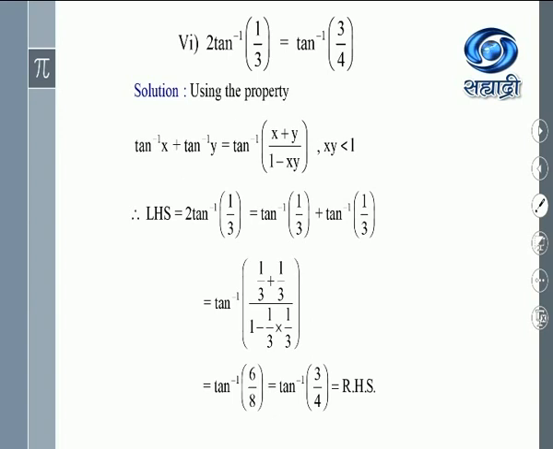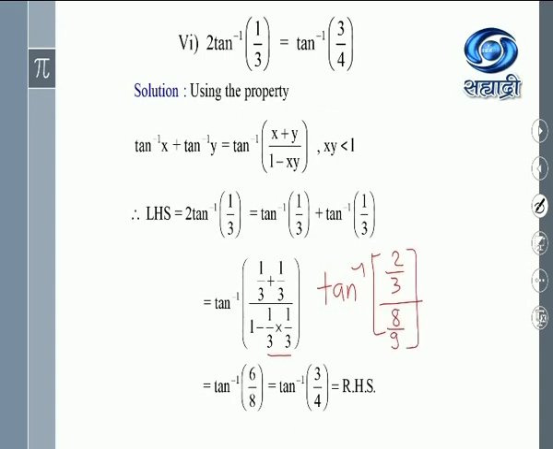Simplify the bracket: tan inverse of, the denominator is common, that is 3. Addition of the terms in the numerator is 2 upon 3. So in the numerator we got 2 upon 3. In the denominator, 1 upon 3 into 1 upon 3 is 1 upon 9, and 1 minus 1 upon 9 is 9 minus 1, that is 8 upon 9.